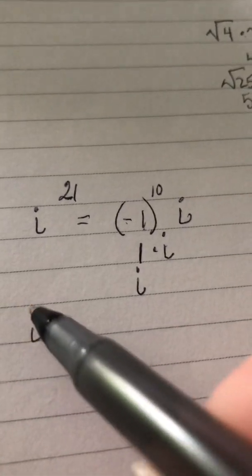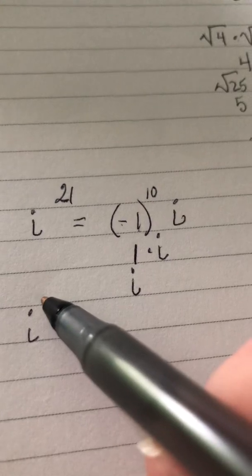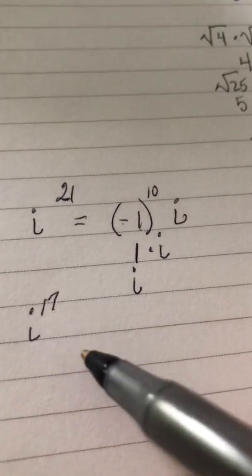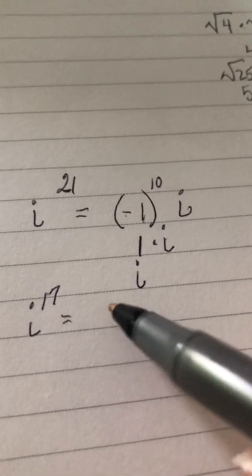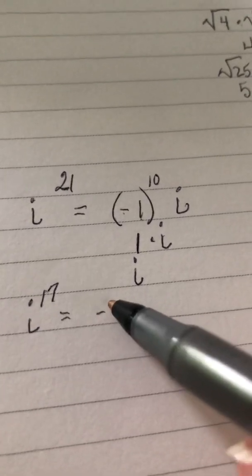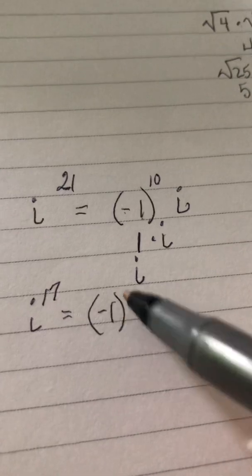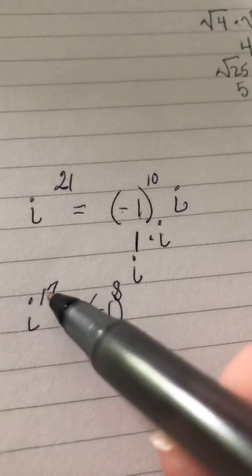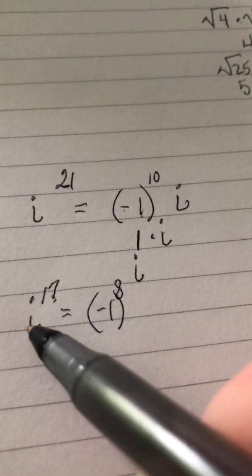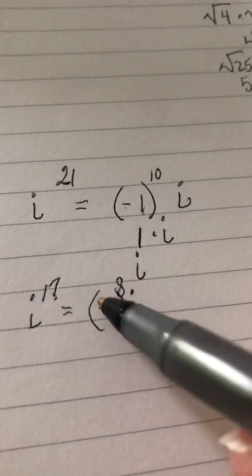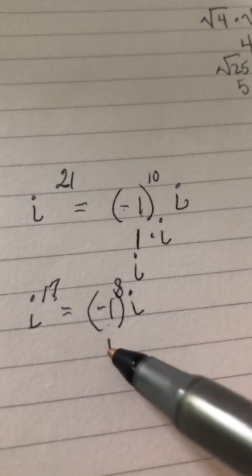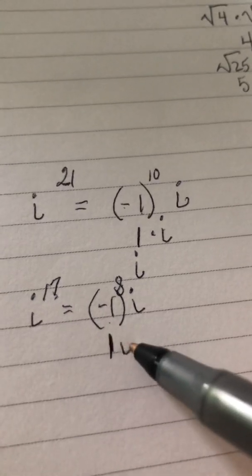If I have i to the 17th, well, how many sets of i squared would I have, which is the same as saying negative 1? So I would have 8 sets. That would use up 16 of these i's. And then I have a regular i left over. Well, 8 sets of negative 1 gives me a positive 1. And then I have i.